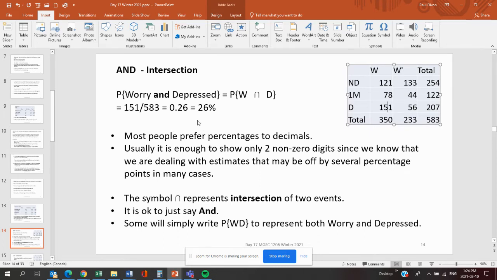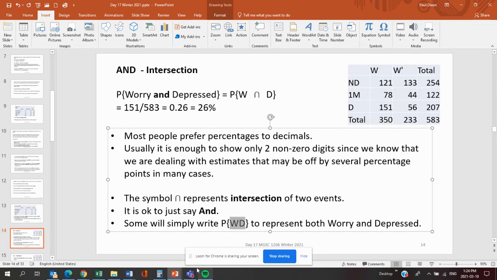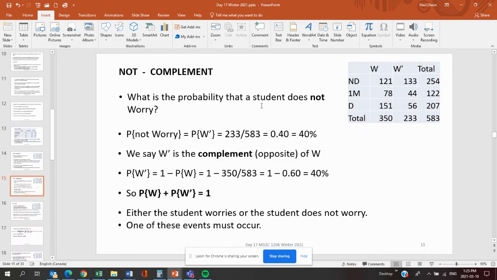And most people like percentages instead of decimals. They don't like, what's 0.26? 26% they can picture. They can think of 26 out of 100. I tend not to use that symbol. Again, lots of people don't know what it means. My preference is to use the word and, worry and depressed, like I've got up here. Or I get lazy and I just put the 2 of them together and write WD. And most people recognize immediately that must mean both of them together. Keep it simple. You've heard me say that enough times.